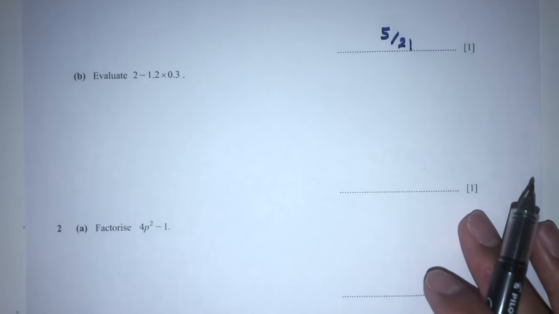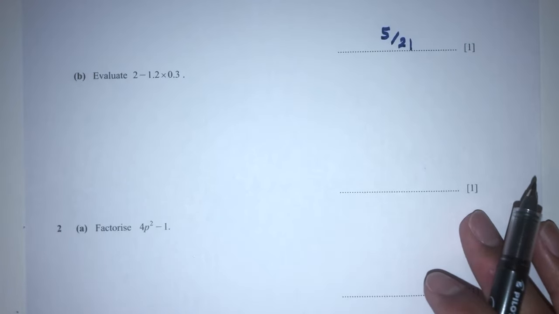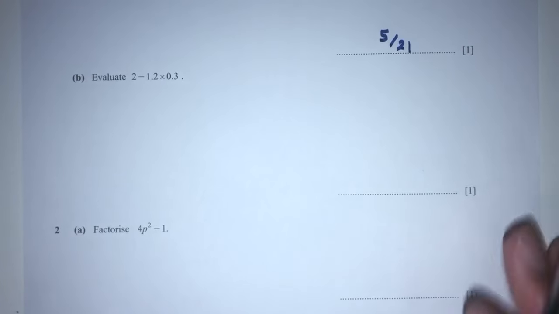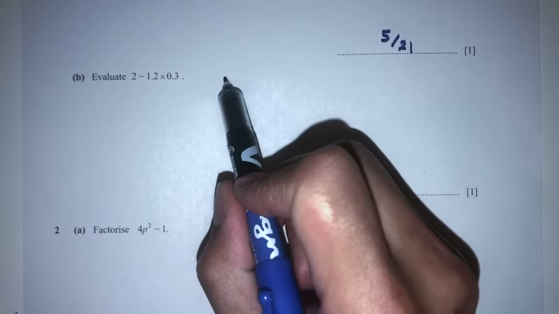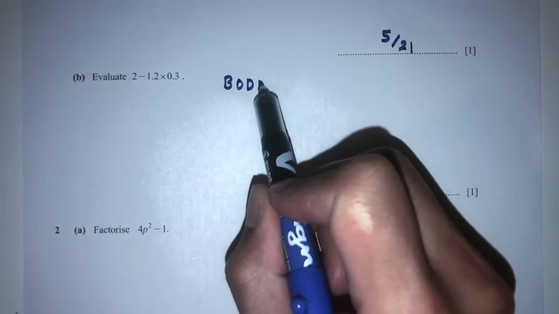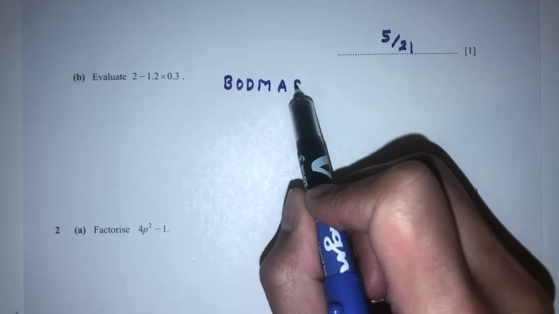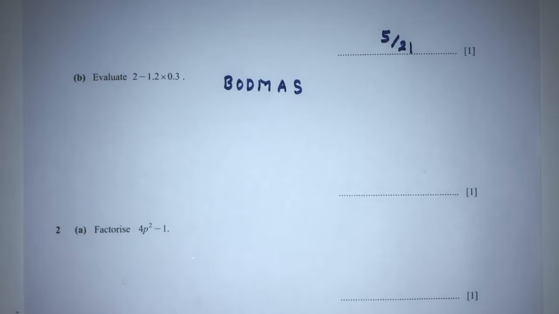Now for part B, we have to evaluate 2 minus 1.2 times 0.3. Here we have minus and times in the same line. Whenever you have this kind of situation, you have to look at BODMAS. BODMAS helps you to determine the order of the operation. So what does that mean? It means that it helps you to know which one you want to do first, minus or multiply.